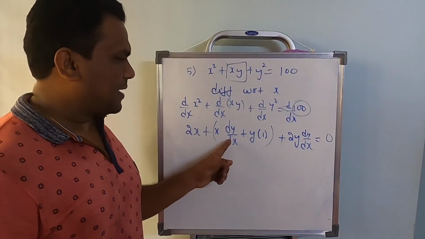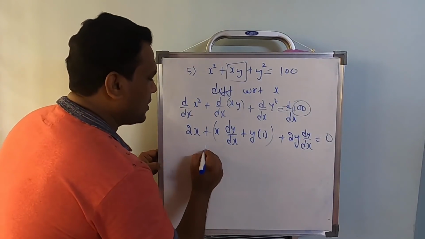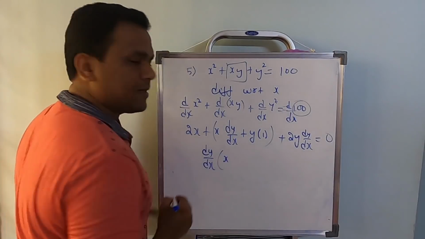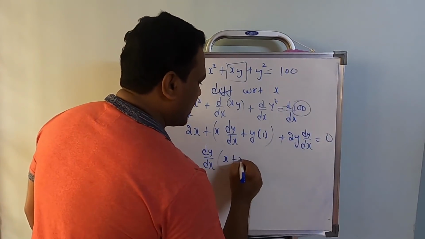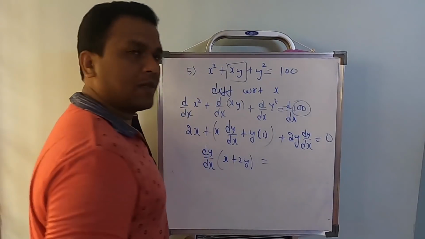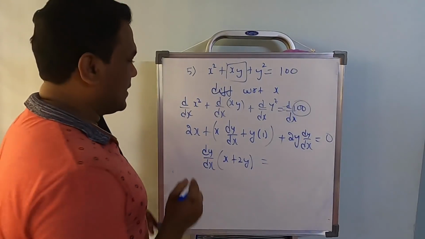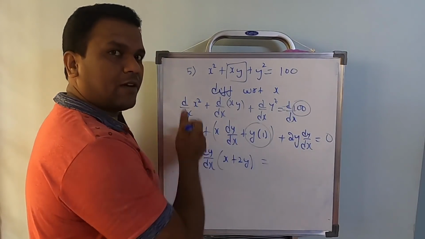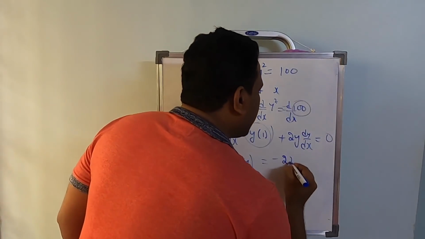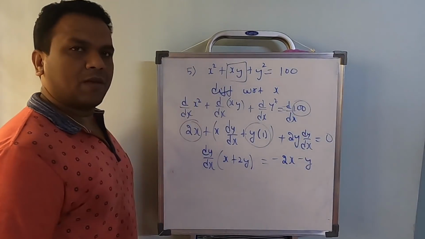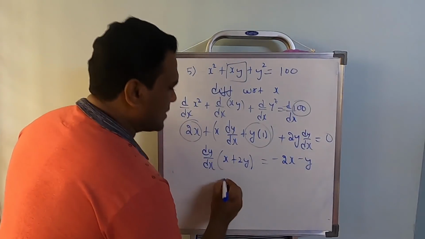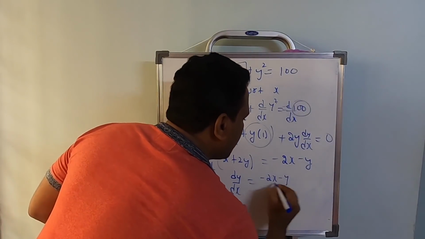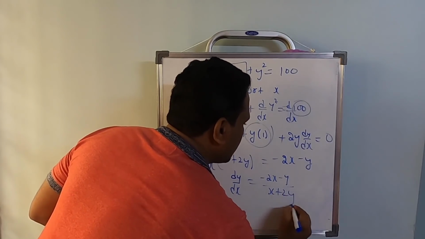Let's simplify by collecting the terms of dy by dx together. So I will remove dy by dx. So coefficient of dy by dx here is x, and here it will be 2y. So x plus 2y. What are the things I should shift to right side? 2x plus y. Both are positive. I am shifting to the right side. So minus 2x minus y. Now x plus 2y will be shifted to right side. So finally dy by dx equal to minus 2x minus y by x plus 2y.